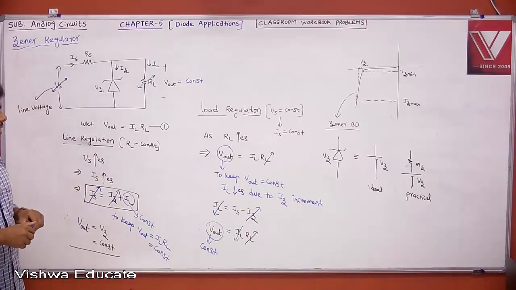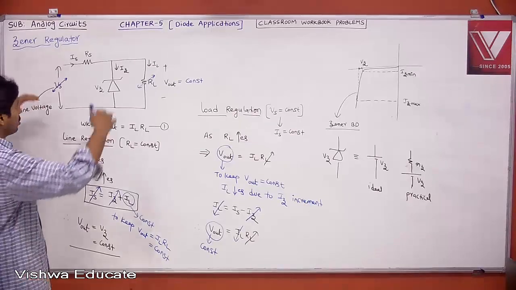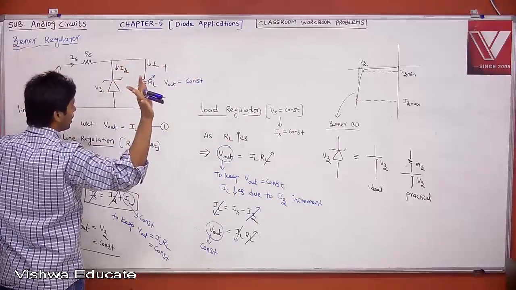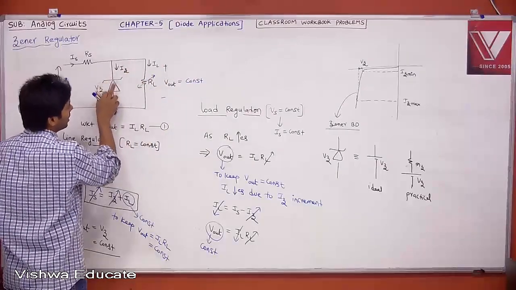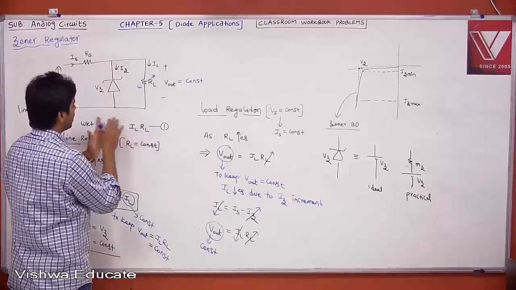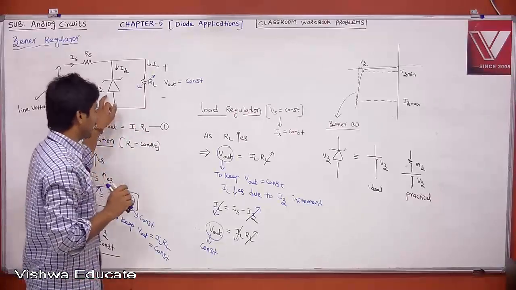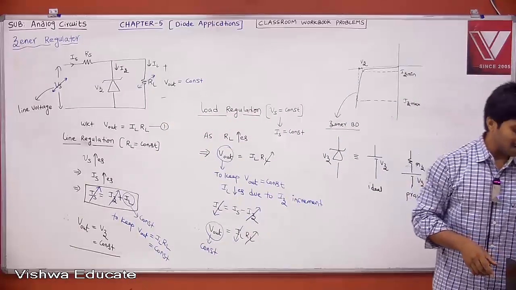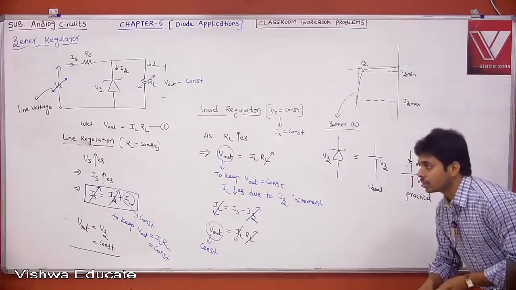Therefore, we will see that. Now both are happening at the same time. Line voltage is changing, load is also changing. Ultimately, your IZ will be adjusted such that your Vout is equal to IL into RL, even though both are changing, right? Ultimately, your Vout should be constant. That will be taken care of by your Zener diode. Okay, fine. Now take it. Then after that, we'll solve other problems.